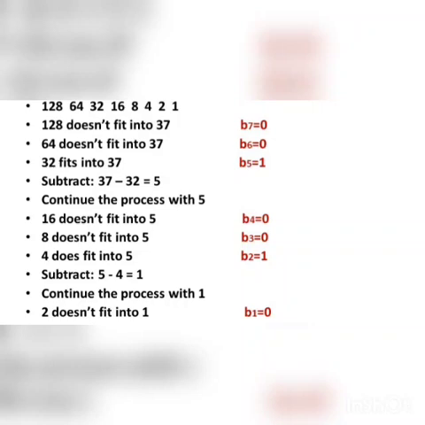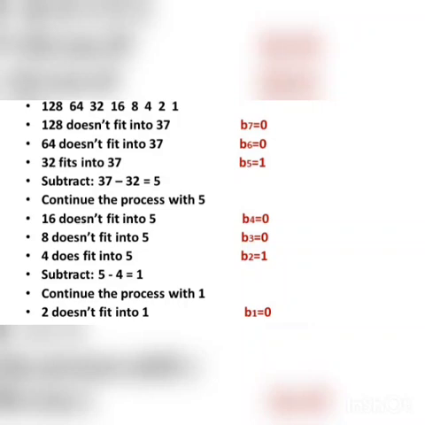So we will write some numbers. 1 multiplied by 2 is equal to 2, then 2 multiplied by 2 is equal to 4, then 4 multiplied by 2 is 8, 8 multiplied by 2 equals 16, 16 multiplied by 2 is 32, 32 multiplied by 2 is equal to 64, 64 multiplied by 2 is 128.